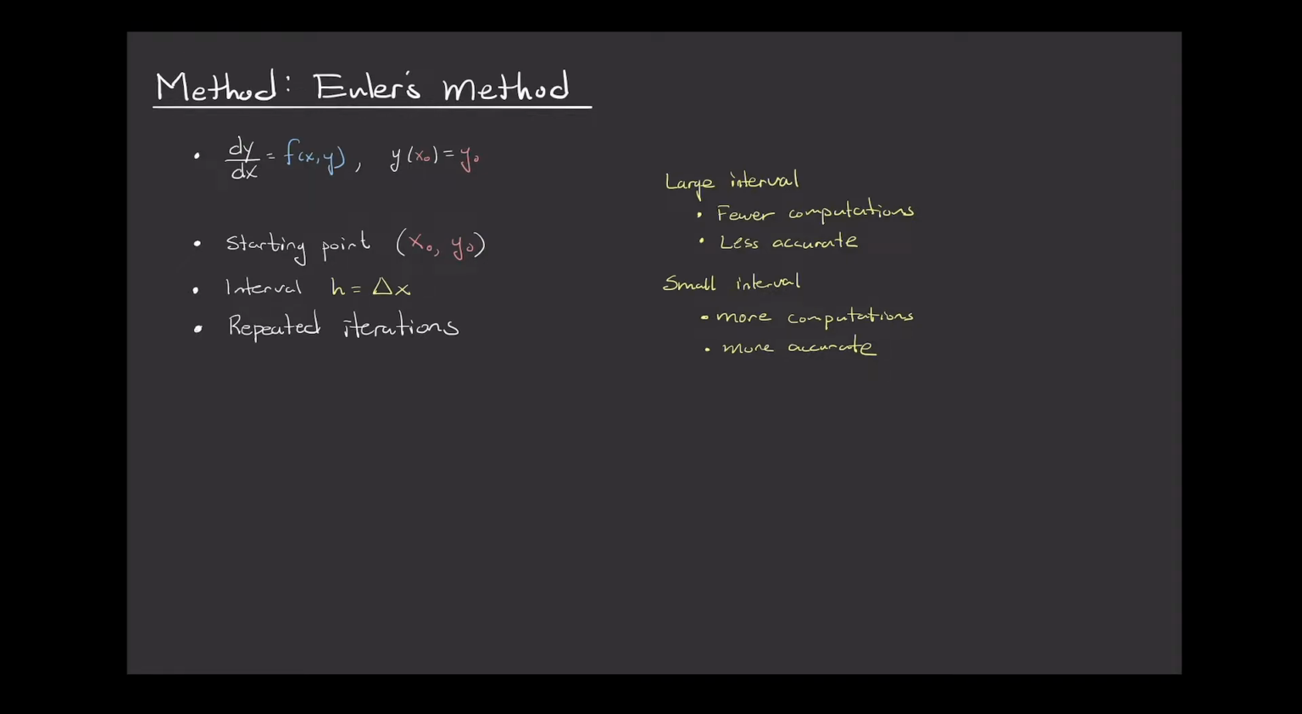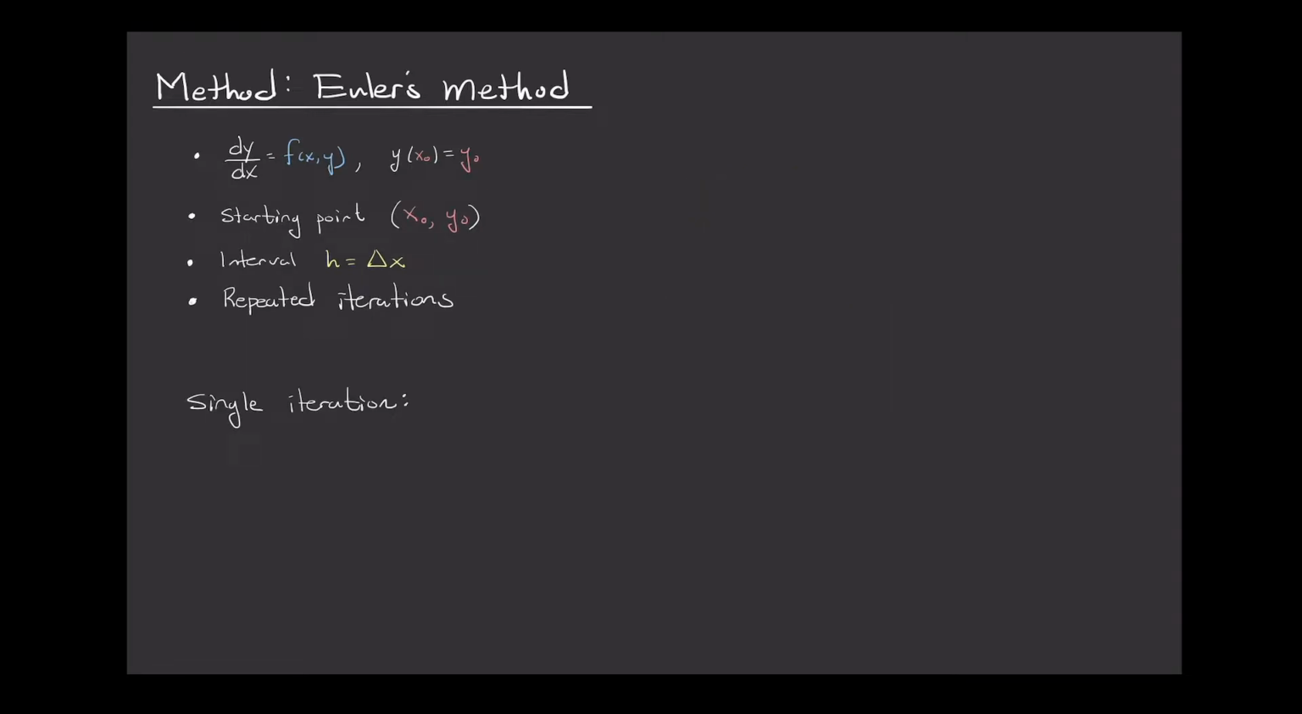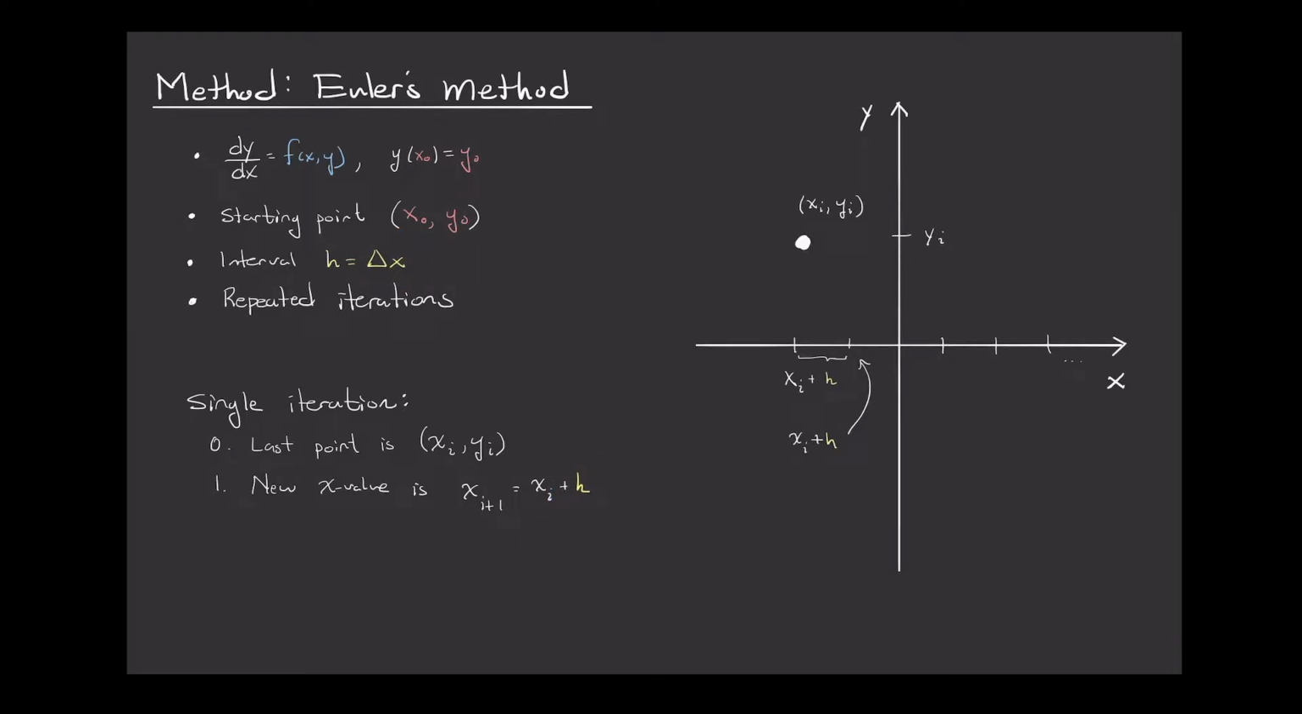So let's go ahead and look at a single iteration. To start with, we assume that we have a last point from which to base this iteration. We'll call that point x sub i and y sub i. Next, our new value, x sub i plus 1, is equal to the last x value that we've had, or the point that we are moving off from, and we add h to it, where h is the change in x. Graphically, it would look something like this, where if we have an x value, x sub i, to get to the next one, which will ultimately be called x sub i plus 1, the index increases by 1, we simply add h to it.